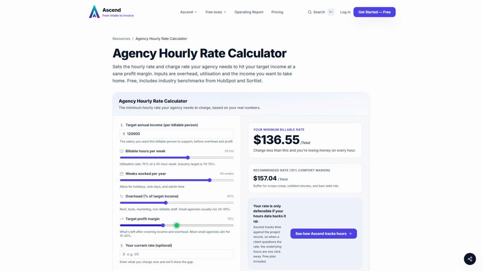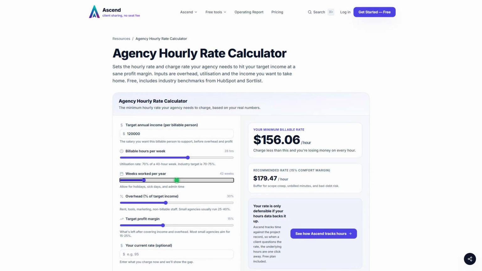Start with the target income, the salary one billable person needs to support before overhead and profit. We set it to $120,000. Then billable hours a week. The hours that actually reach a client invoice, not the 40 someone sits at a desk. 28 is a realistic 70%.